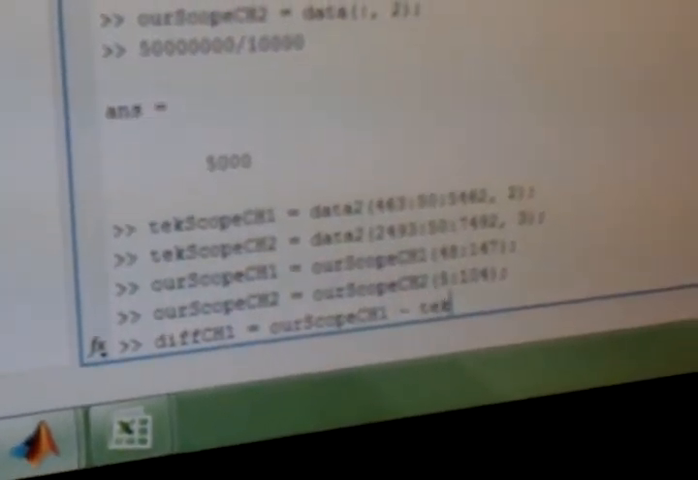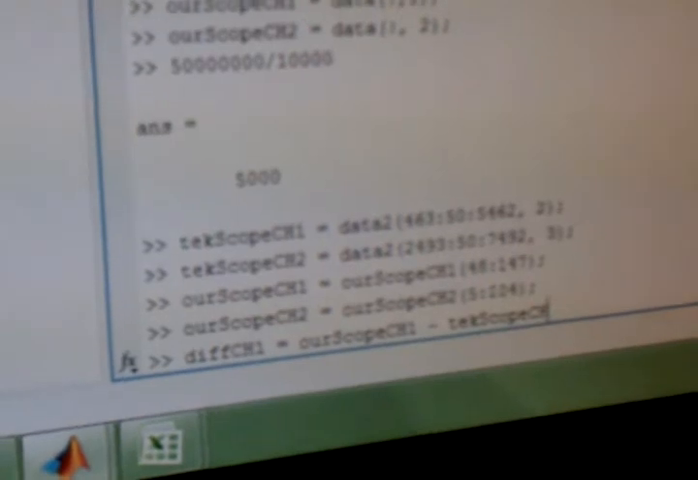So what we're going to do is take the difference between them. The difference for channel 1 is equal to our scope, the samples that our scope measured on channel 1, minus the samples that the text scope measured on channel 1. And we'll do the same thing for channel 2. Now we have the differences between the two.